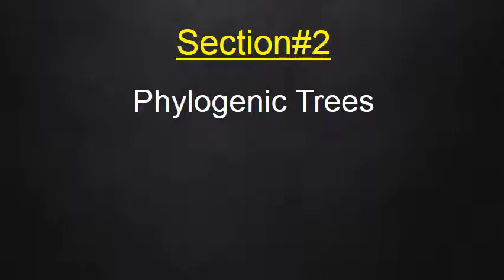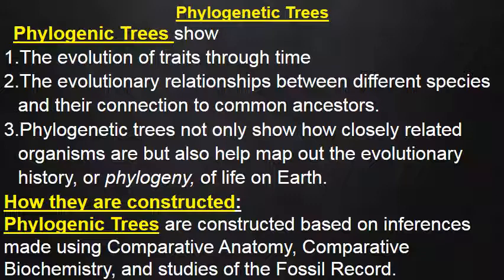Welcome to Unit 7, Section 2, Phylogenetic Trees. Phylogenetic trees show the evolution of traits through time, the evolutionary relationships between different species and their connection to common ancestors. Phylogenetic trees not only show how closely related organisms are, but also help map out the evolutionary history, or phylogeny, of life on Earth.